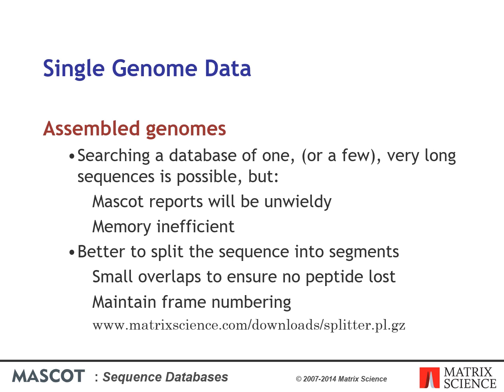For efficient searching and reporting, the genomic DNA needs to be chopped into shorter sequences with small overlaps to ensure no peptides are lost because they span a boundary. This is not a completely trivial task if you want to maintain the original forward and reverse frame numbering from chunk to chunk. A simple Perl utility to split a long sequence can be downloaded from the Matrix Science website.